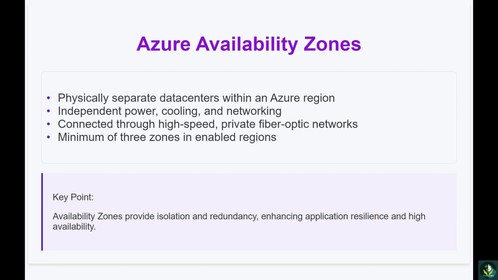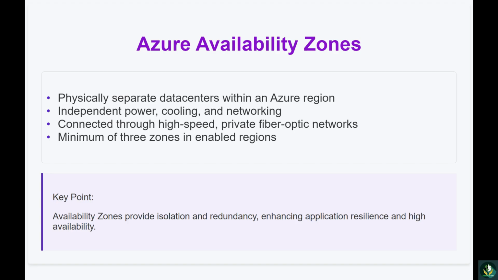Azure availability zones represent a significant leap forward in cloud infrastructure design. These zones are physically separate data centers within an Azure region, each equipped with its own independent power, cooling, and networking systems. This separation is crucial as it creates an isolation boundary, ensuring that if one zone experiences issues, the others continue to operate normally.